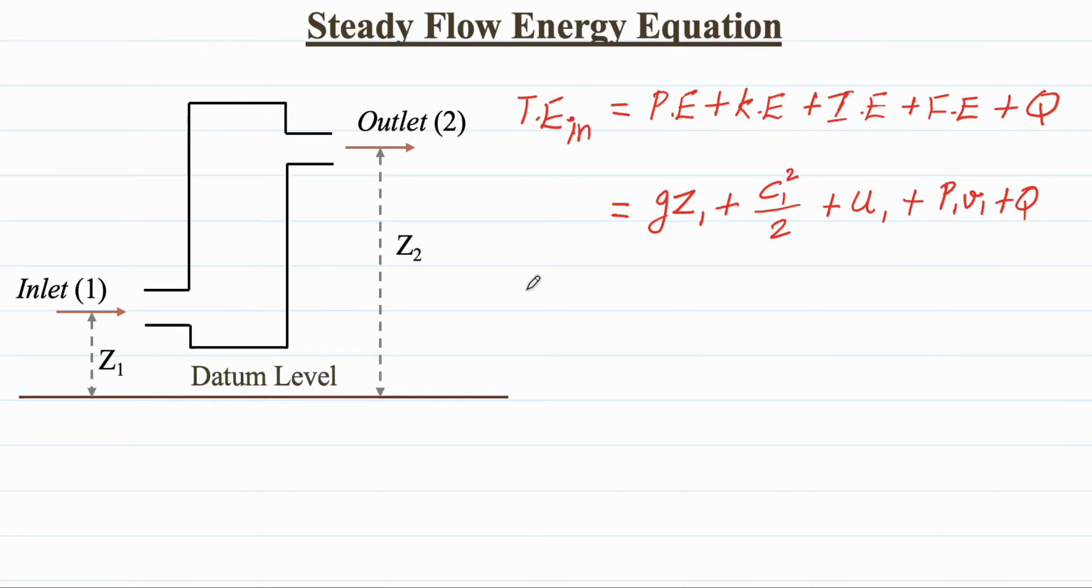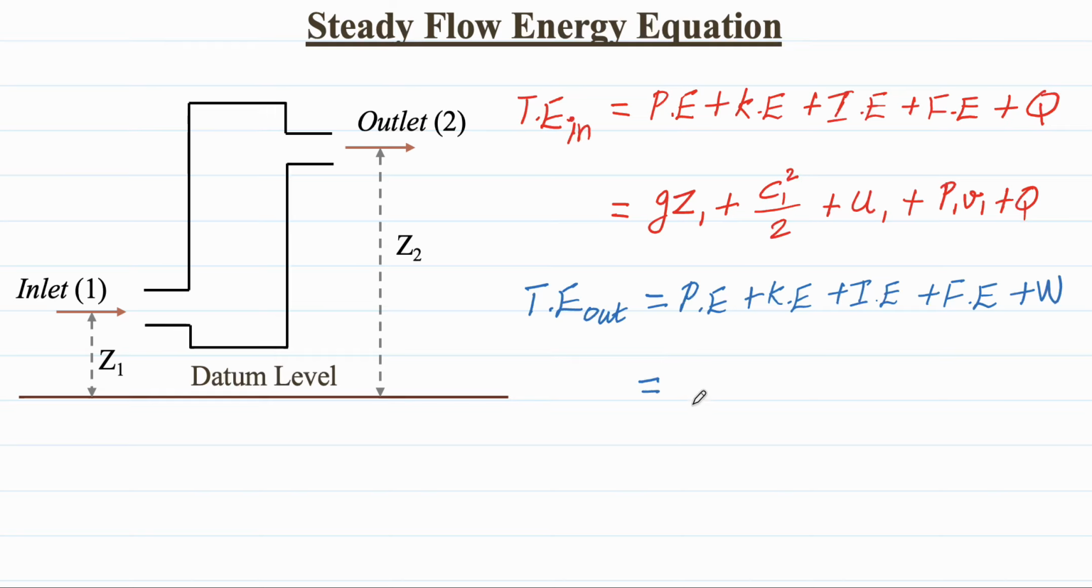At the same time, when we take the total energy that is leaving the system, T out, which can be given by again a similar expression, but instead of heat supplied, the working fluid does work and leaves the system. So we are going to write it as the sum of potential energy plus kinetic energy plus internal energy plus flow energy plus the work done by the fluid.